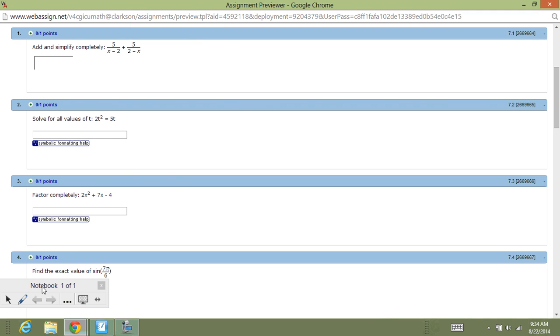Okay, this is the Unit 7 test, and working in question number 1 here, it says to add and simplify completely, looking at two rational expressions. Of course, to add rational expressions, you have to have a common denominator. When you inspect these denominators, we have x minus 2 and 2 minus x. Hopefully it's noteworthy to you that those two expressions are signed opposites in their denominators.